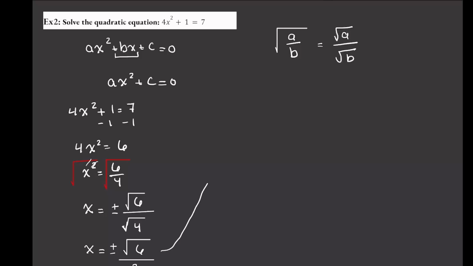But now here, we're going to separate it into writing two x-intercepts. The first x-intercept is the positive square root of 6 over 2. And the second x-intercept is the negative square root of 6 over 2.